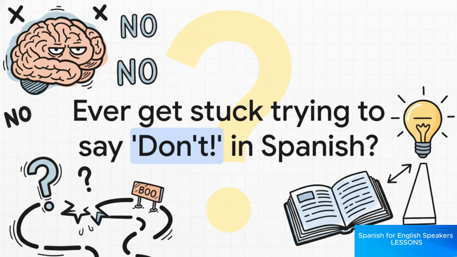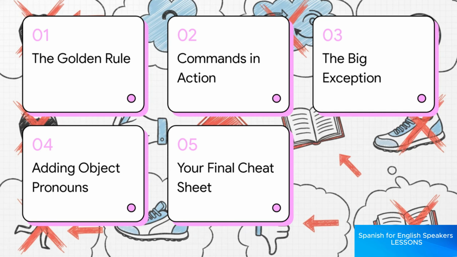I mean, it's such a common hurdle, right? You've got the positive commands down pat, like do this or go there. But the second you need to say don't, it's like a whole new set of rules just appeared out of nowhere. But seriously, don't worry. By the time we're done here, you're going to have this whole thing figured out. So here's the game plan.